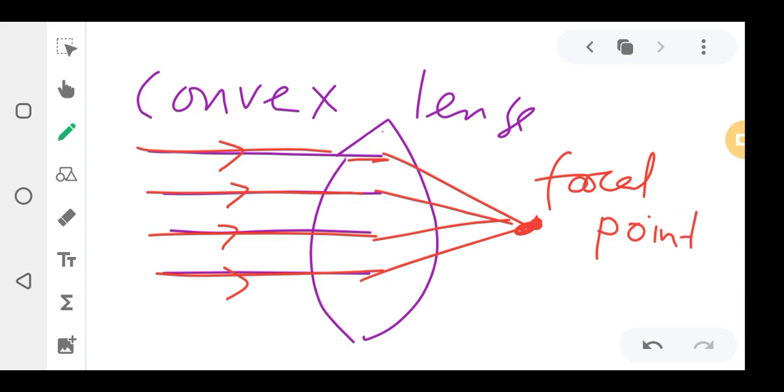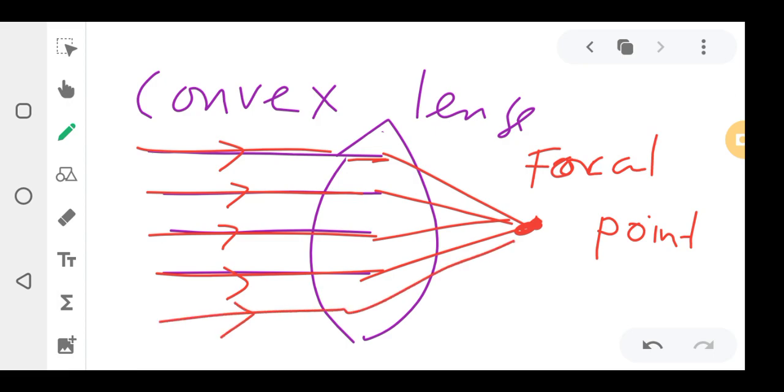Focal, F-O-C-A-L, focal point, where all the light rays come to meet. So the rays of light are coming to meet there. They come there, but here they don't diverge. They converge, not diverge.